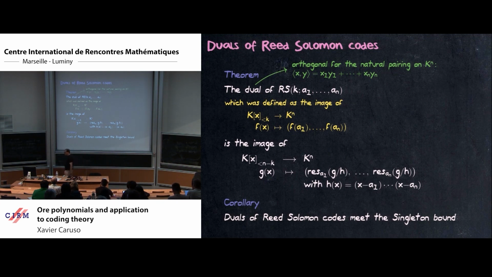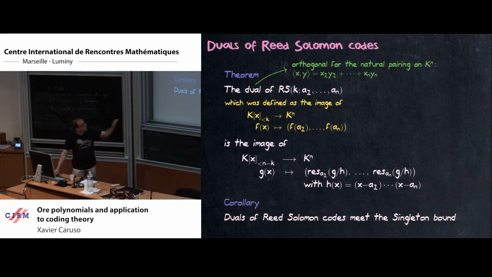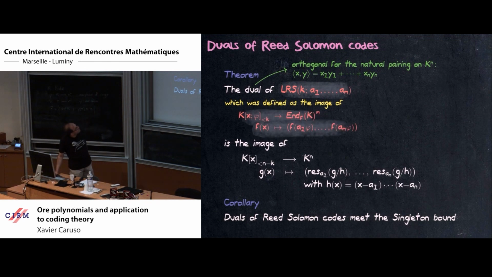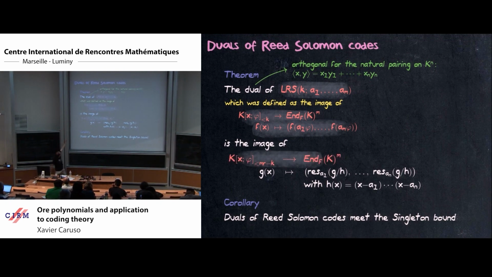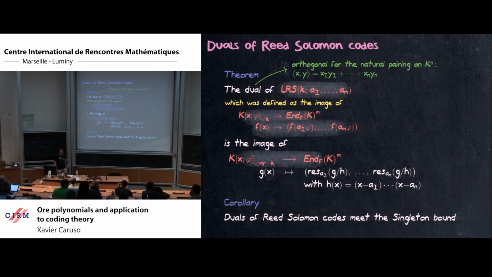And what I want to do is try to generalize this result to linearized Reed-Solomon codes. So if I have the dual of a linearized Reed-Solomon code, which is this code I defined before, I want to have a description of it as an image. So there are some difficulties. Of course, we are now looking for the image of something defined in terms of Ore polynomials.